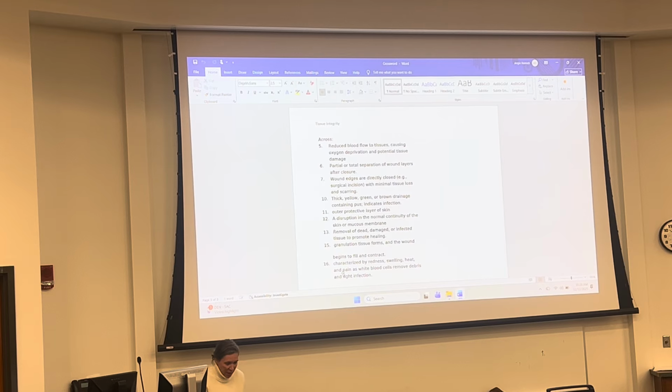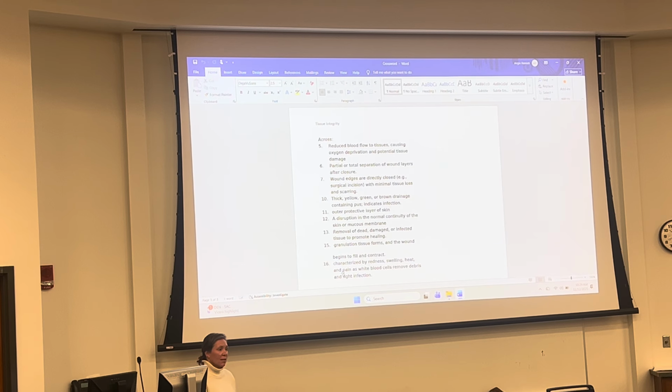Jacob, what'd you get for 12? A disruption in the normal continuity of the skin or mucous membrane. Just a generic. Yeah, it's just a wound. Yeah, good. Wound. Okay, and then Mitchell, 13, removal of dead, damaged, or infected tissue to promote healing.